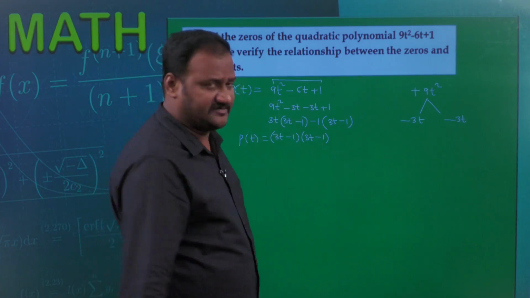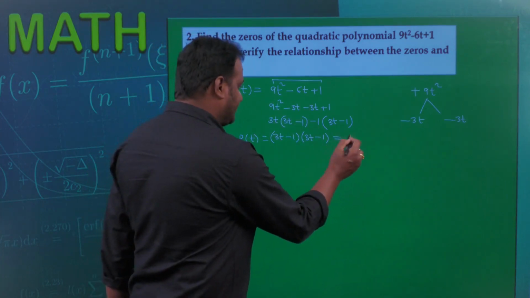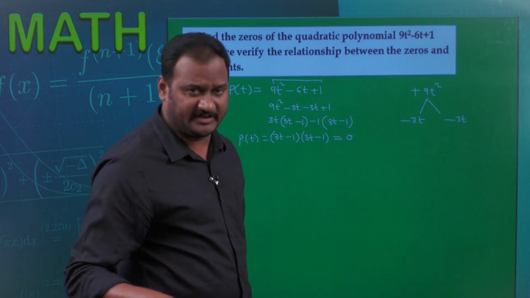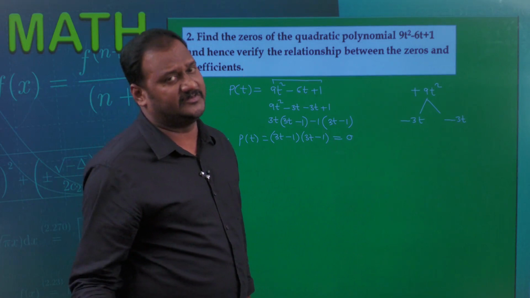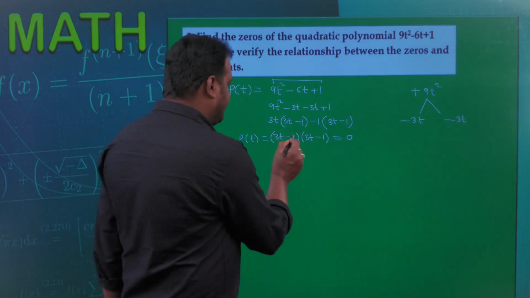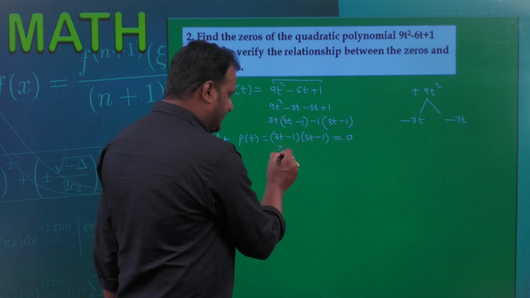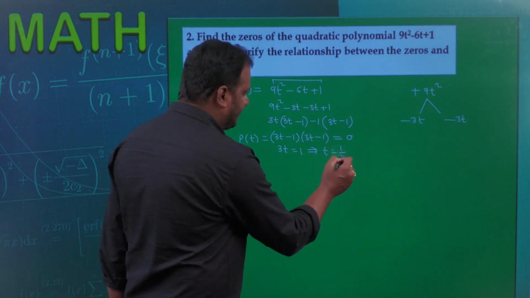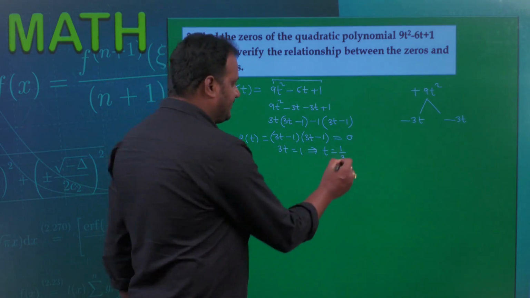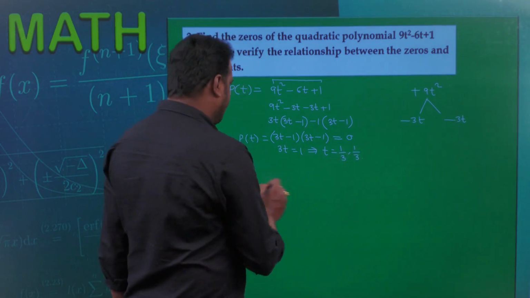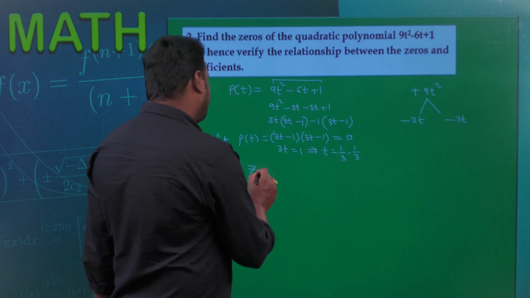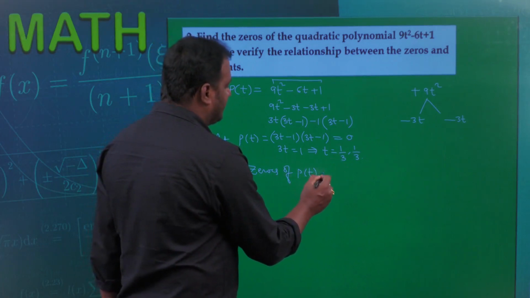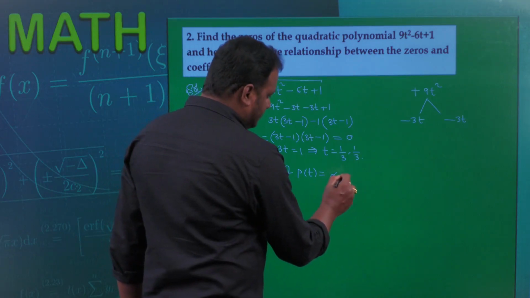In order to find zeros of the polynomial, let us take this polynomial equal to 0. You will have to equate the given polynomial with 0. Right? So 3t minus 1 is equal to 0. 3t is equal to 1. Then the value of t is going to be 1 by 3. So if one t is 1 by 3, the other t is also 1 by 3, right? Therefore, what are the zeros of the polynomial? Zeros of the polynomial p of t: let me take the first zero as alpha.